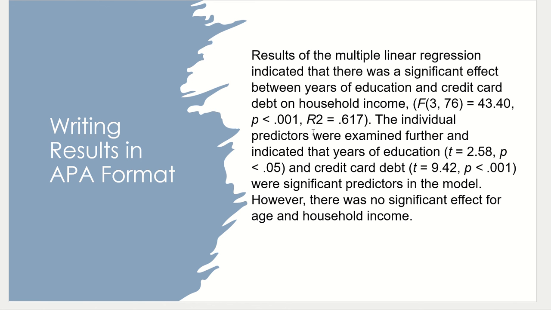And so it says the individual predictors were examined further and indicated that years of education, with the t-value, was significant, and credit card debt was also a significant predictor in the model. And then you do want to mention anything else you might have included in the model, even if it was not significant. And so we went ahead and mentioned that there was no significant effect for age and household income. And that's how you would run a multiple regression in SPSS and write the APA format results.